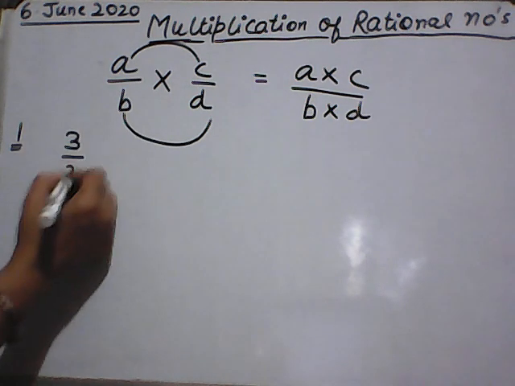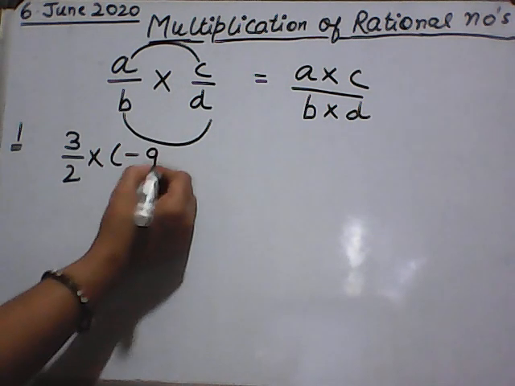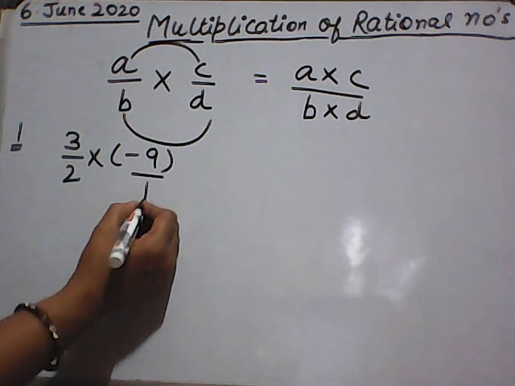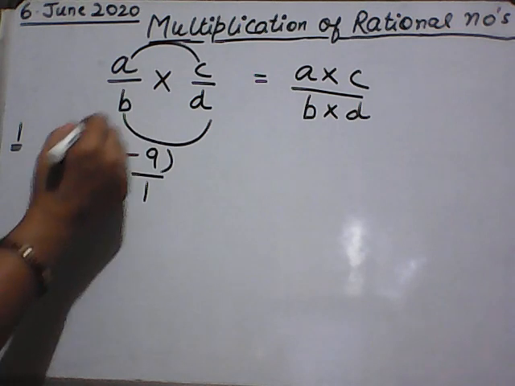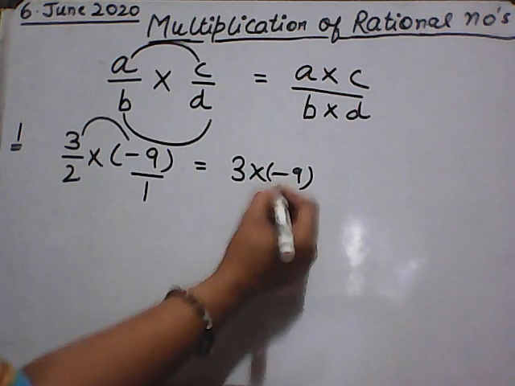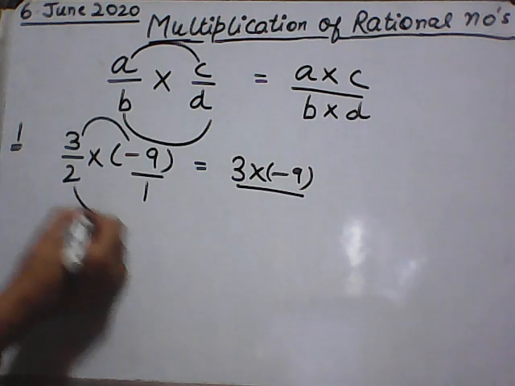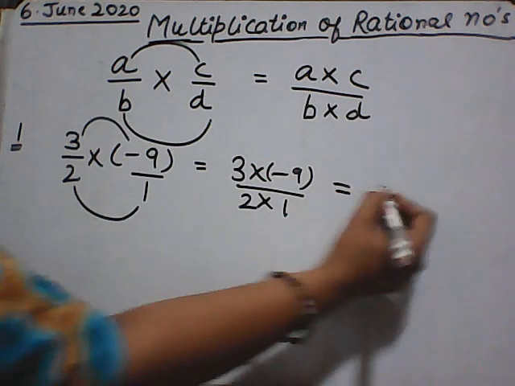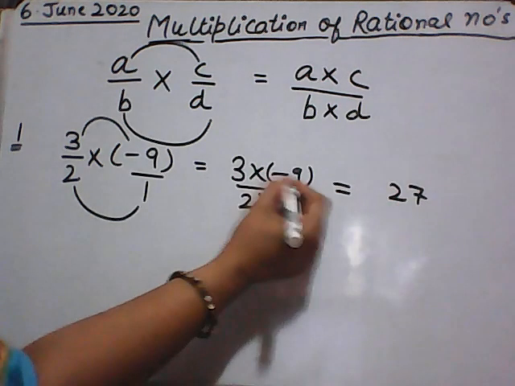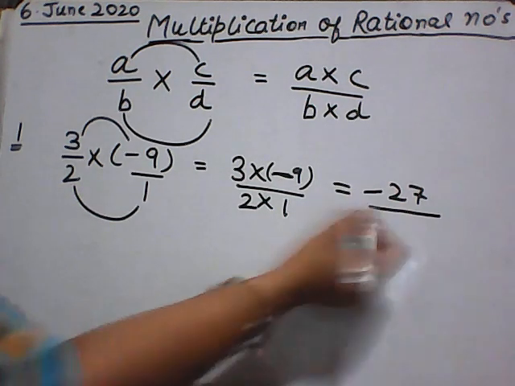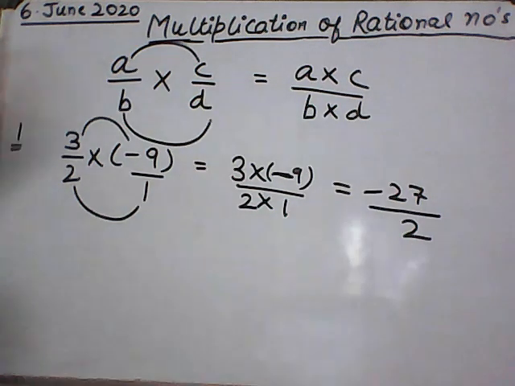3 by 2 multiply by minus 9. How can we find the product? Minus 9 can also be written as minus 9 by 1. Now, multiply the numerator with numerator, 3 multiply by minus 9, and multiply the denominator with denominator, 2 multiply by 1. We get 3 nines are 27, and put sign minus, because plus minus minus, so put sign here minus. 2 ones are 2. Our answer is minus 27 by 2.